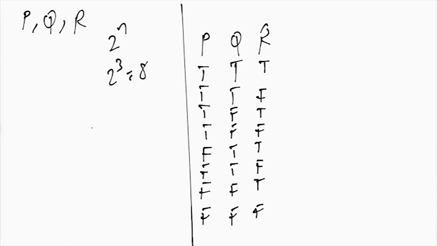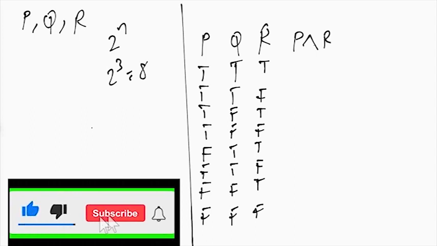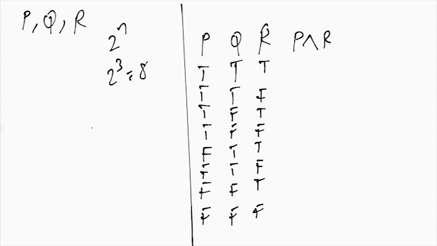Now, if we are to find P cap R. Don't forget we're considering P and R. This cap means and, P and R. Like I showed you earlier, you were able to get someone that satisfies the first condition and also satisfies the second condition. So that means you have done well. So that will be true.